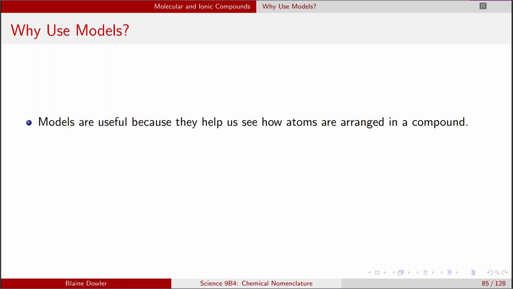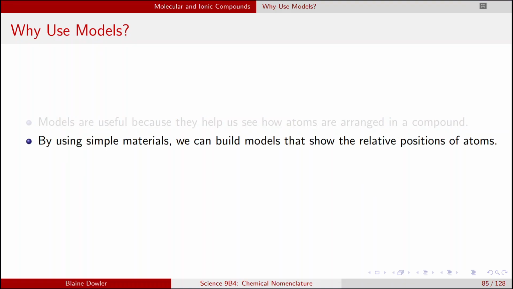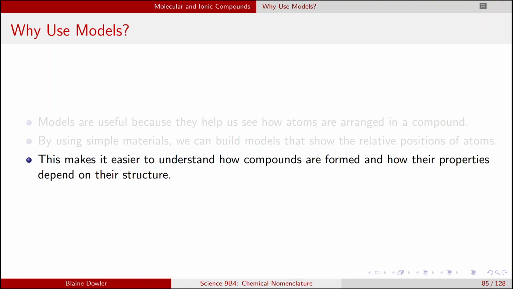So why use models? Models are useful because they help us see how atoms are arranged in a compound. By using simple materials, we can build models that show the relative positions of atoms. This makes it easier to understand how compounds are formed and how their properties depend on their structure.